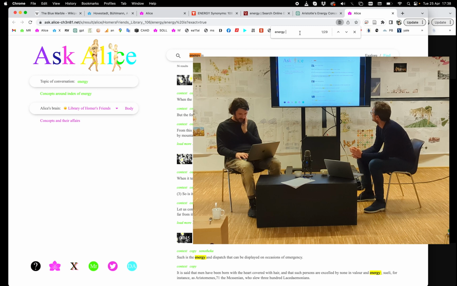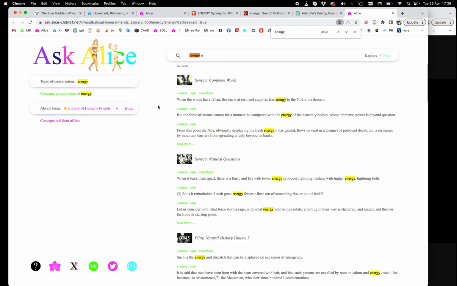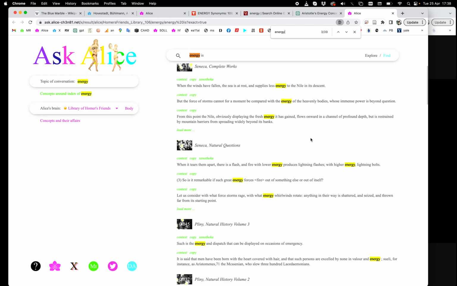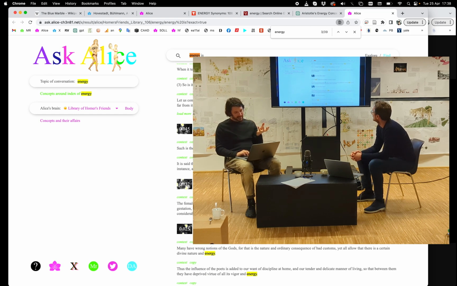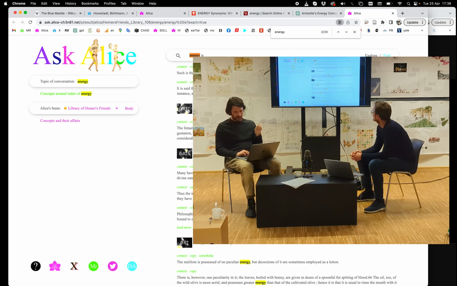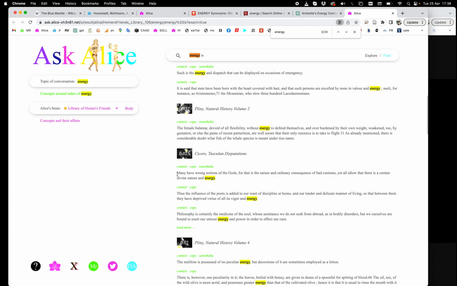let's just look at this a little bit. So when the winds have fallen, the sea is at rest and supplies less energy to the Nile in its descent. But the force of storm cannot for a moment be compared with the energy of the heavenly bodies. So you have the energy which is related to natural forces, which is something that we can feel together, and so on. But there is another moment here, which is the notion of gods.